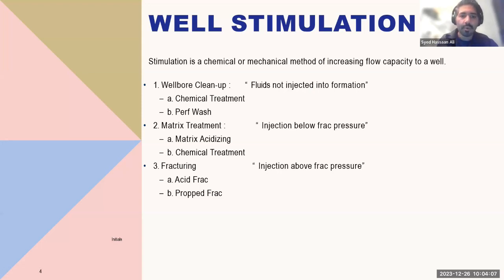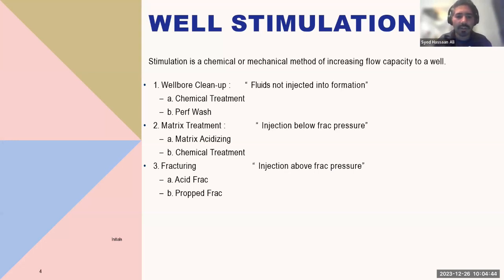Number one is called wellbore cleanup. In this wellbore cleanup, we are not trying to inject anything into the formation. It's purely a mechanical cleanup in which you are trying to reduce debris, clear up the formation, and remove any impediments that are preventing the oil and gas from flowing into the wellbore. Perforation wash is one of them, chemical treatment is one of them. You are not injecting, you are just flushing with chemicals so that your wellbore is cleaned up and all your oil and gas can flow into the wellbore.